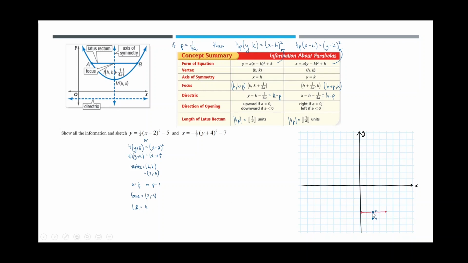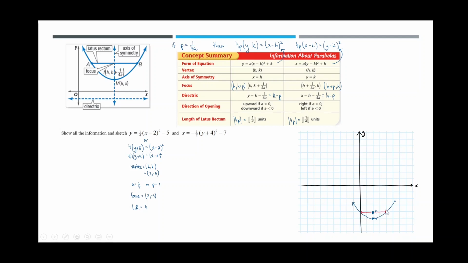So notice you're doing this latus rectum through the focal point. So you're going to go 2 units to one side and then 2 units to the other side. So in total, that's 4 units. And that's going to give you 2 more points on the parabola that goes through the vertex, and that finishes off your U shape of a parabola.